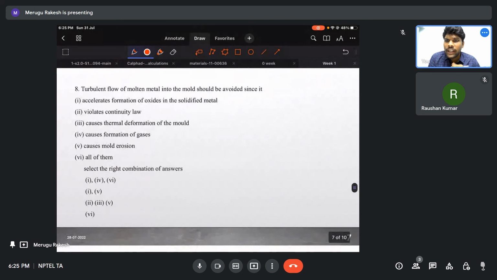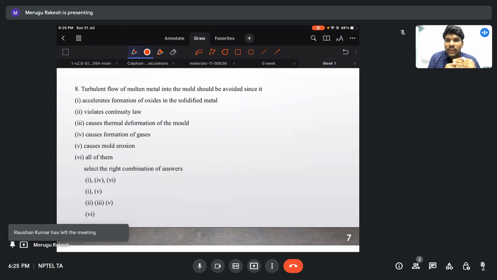So, a turbulent flow of metal into the mold should be avoided since it is... This was an interesting question which tests the gating design and gating systems. If you understand gating design and systems well, you can easily answer this question. In gating design, we don't want turbulent flow. Every time we want a laminar flow in it. At any cost, we should not allow this turbulent flow. So let us go on seeing the questions and answers.